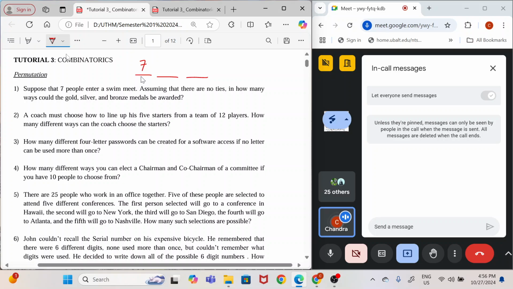Okay, let's say 1 person wins the gold. Left is how many people? 6, isn't it? So 6 people have chance to win silver. 1 person wins the silver. Left is 5 people to win bronze. So in permutation, as I told you, we reduce by 1. If you do this, you should get 210.